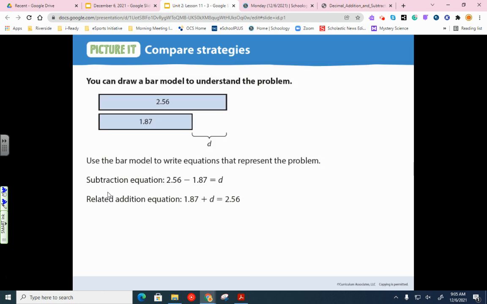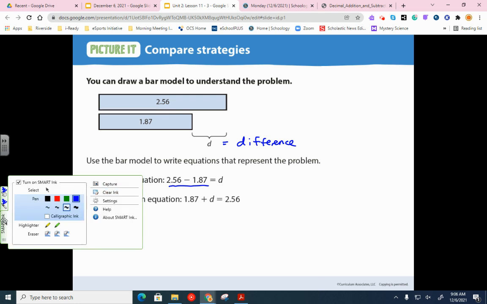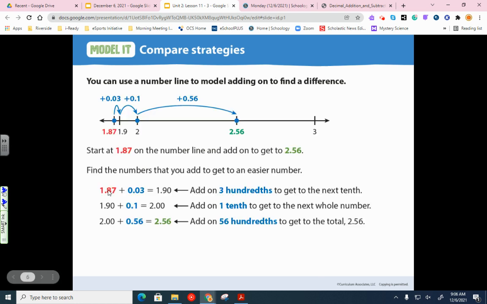Another thing is this is kind of your introduction to what they call algebra, where you're going to have letters involved with your math. For example, with this bar model, they can visually show the subtraction problem of 2.56 minus 1.87, and they want to find the difference. D equals the difference for that. So there's that way to do it. This bar model could be translated into that subtraction and addition problem. You can also use number lines and count up your hops. Those would all add up to our 69 hundredths if we added all those up. So that's a second possibility for it.